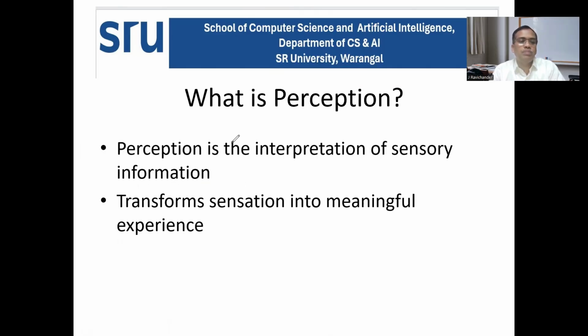Perception. What is meant by perception? Perception is the process of interpretation of sensory information. That is called perception. Attention means focusing. Perception means interpretation of sensory information, which transforms sensation into a meaningful experience.